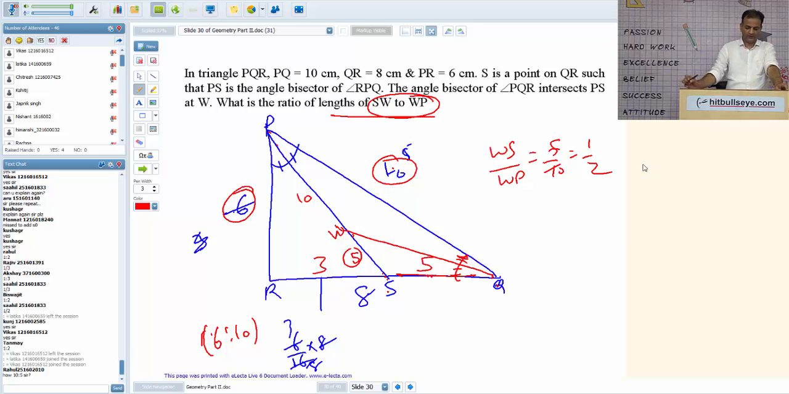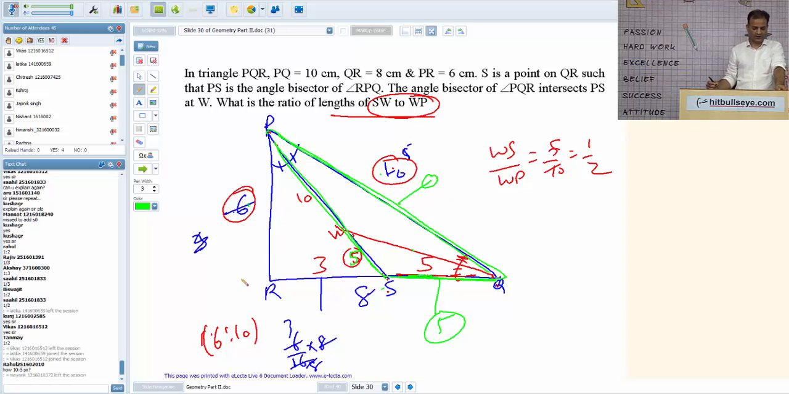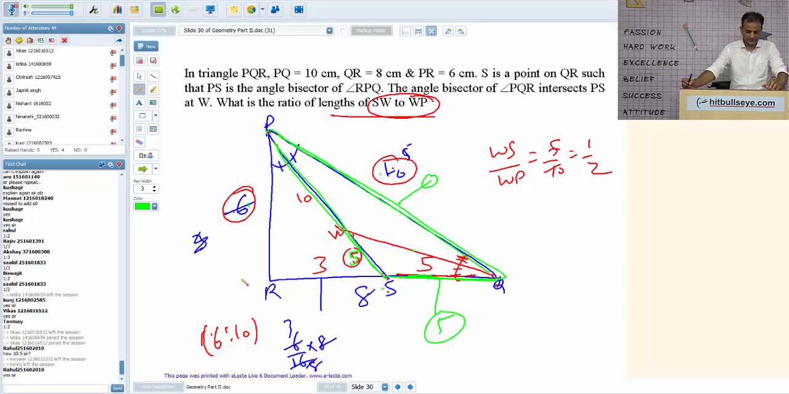Rahul, how 10/5? Because Rahul, you can see in this triangle PQS, PS is not given. What is PQ, Rahul? PQ is 5, and what is QP? It is 10. So this base will be divided in 5/10, like in this case. Clear, Rahul?